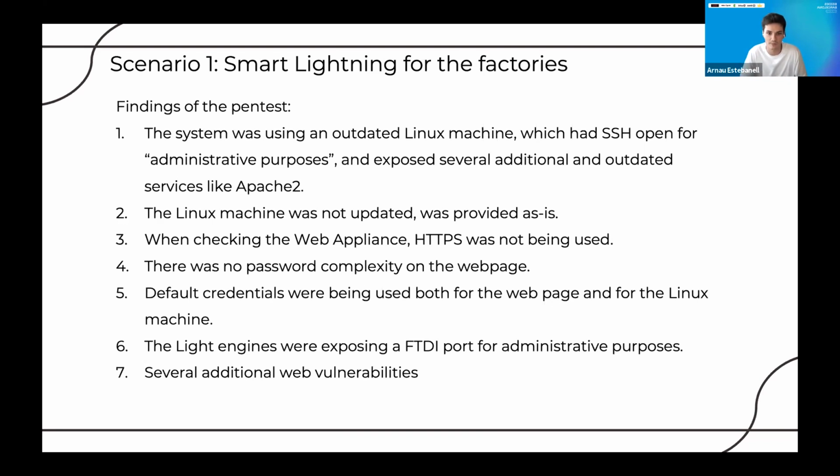can access, I don't know, several IoT systems in the world. Also, the Linux machine was not updated, it was provided as is. When checking the web appliance, HTTPS, which is an internal requirement that we have at the company, was not being used. There was no password complexity on the web page. Default credentials were being used both in the SSH service, as I have explained, and in the web appliance. The light engines were also exposing some debugging interfaces, and they had, well, several additional web vulnerabilities.